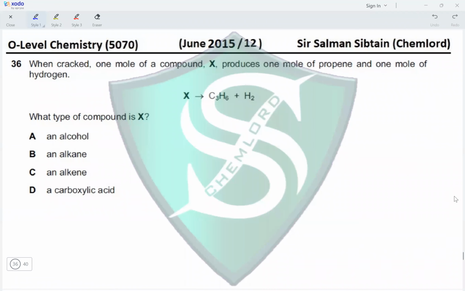Question 36. When cracked, 1 mole of a compound X produces 1 mole of propene and 1 mole of hydrogen. So if we add the two products together, we end up with C3H8 as the hydrocarbon X. What type of compound is X? C3H8. So this refers to CnH2n+2, which would make it 6 plus 2 makes it 8. So this is an alkane.